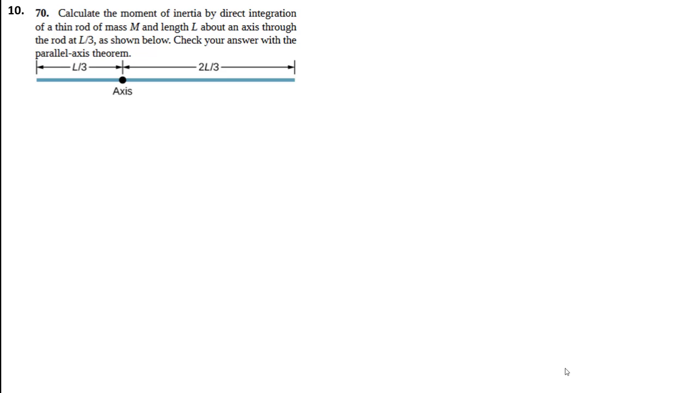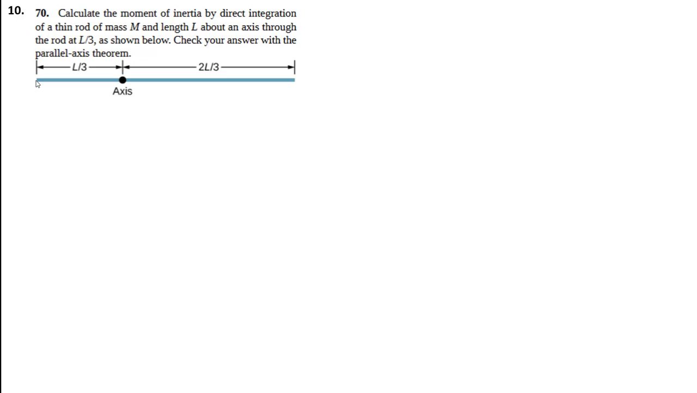This is OpenStax chapter 10, number 70. We're given a long, thin rod that's rotating about a point right here, and we're trying to figure out the moment of inertia, and they're asking us to do it using direct integration. Okay, so let's just slow down and set ourselves up for success.